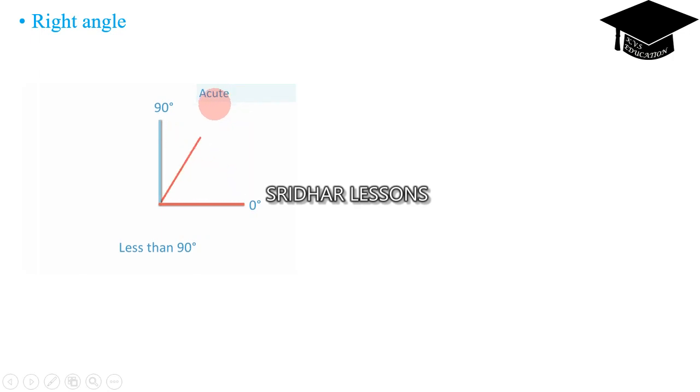I am telling you two things, my dear children. If it is having 90 degrees, it is called a right angle. If it is less than 90 degrees, it is called an acute angle. Okay?